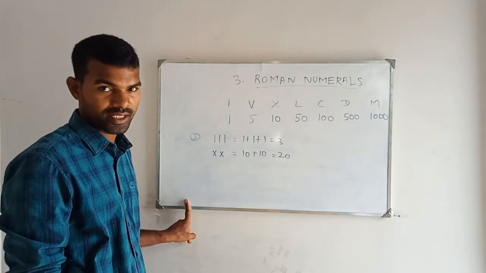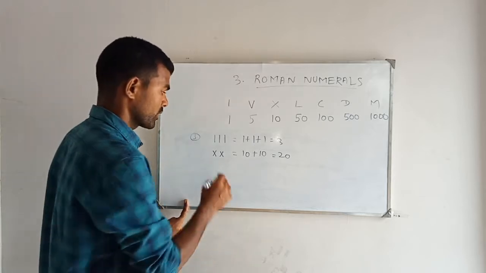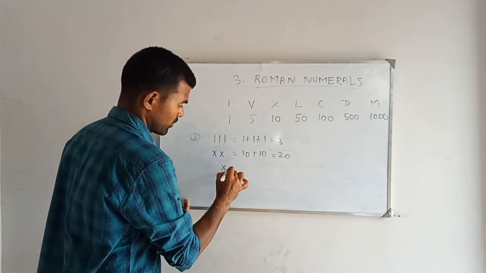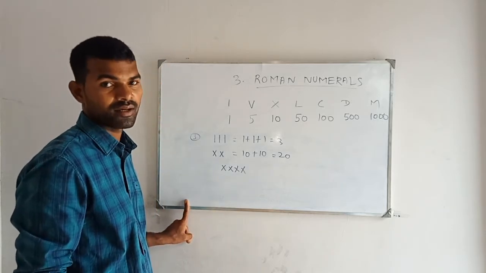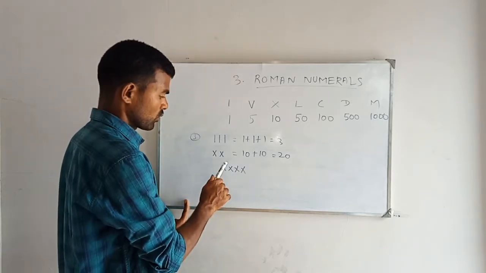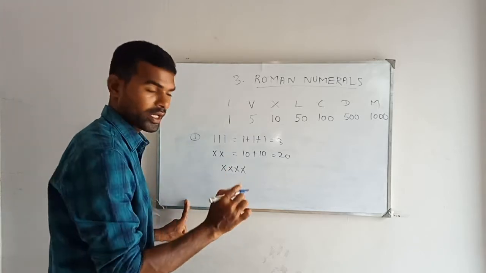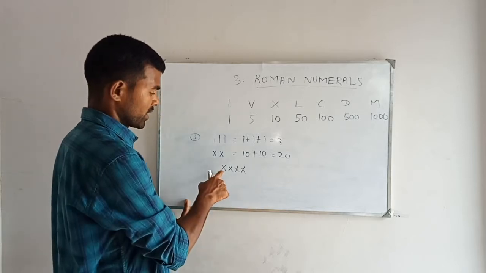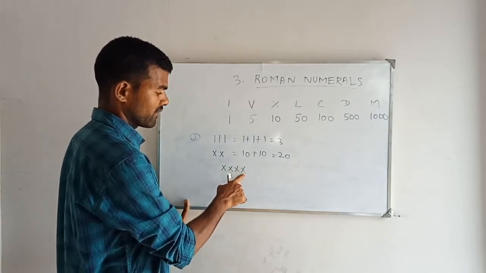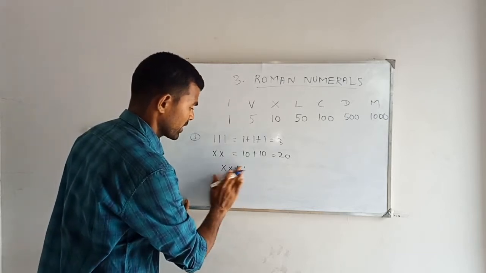Maximum only 3 times we can repeat it. Not more than 3 times. You cannot repeat 4 times. 1, 2, 3, 4. If you repeat 4 times, that is wrong. Maximum 3 times. 4 times you cannot repeat. If it is like this, it is wrong. 10, 20, 30, 40. 40 you cannot write like this. 40, how will you write?